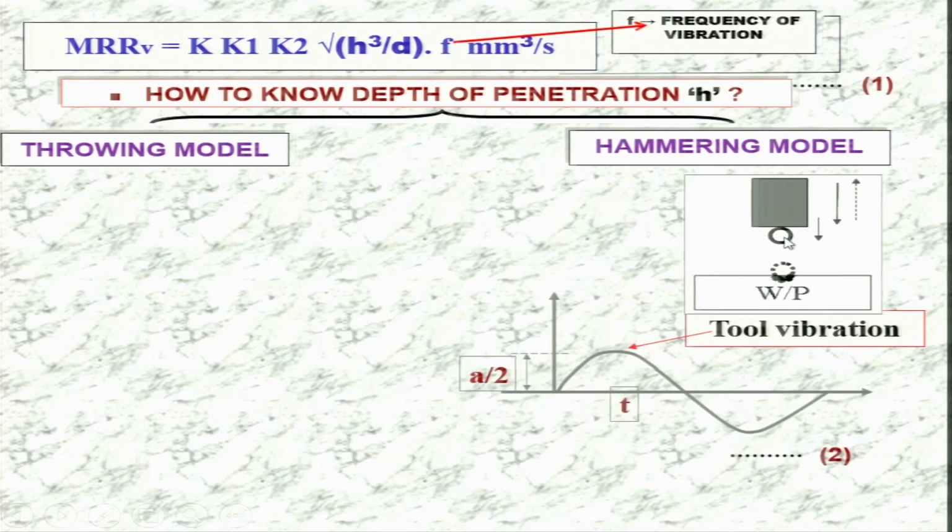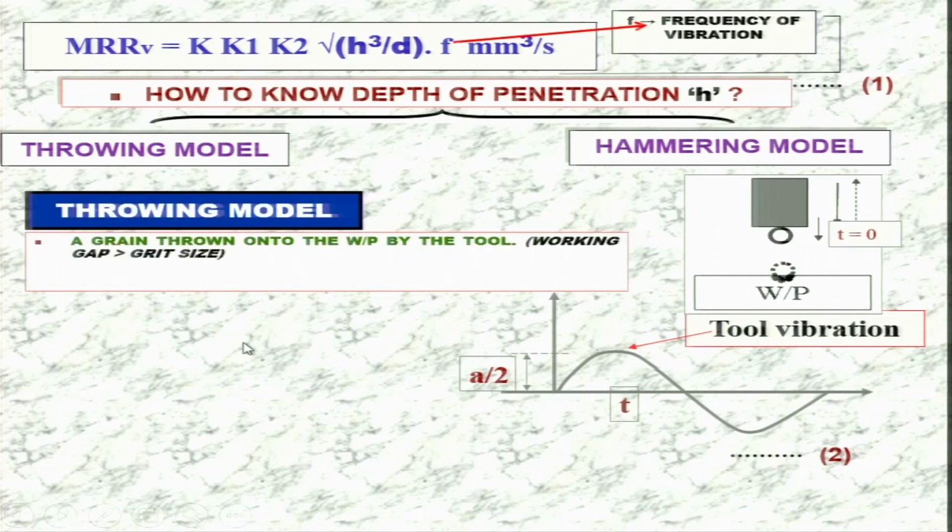When the tool is hitting the abrasive particle, the particle will attain a certain kinetic energy, come and hit the workpiece surface, and that is known as the throwing model. Here the tool is throwing the abrasive particles, and with certain kinetic energy they hit the workpiece. This gives you the idea of tool vibration, where A by 2 is the amplitude of vibration and T is the time period. Throwing model: a grain thrown onto the workpiece by the tool.